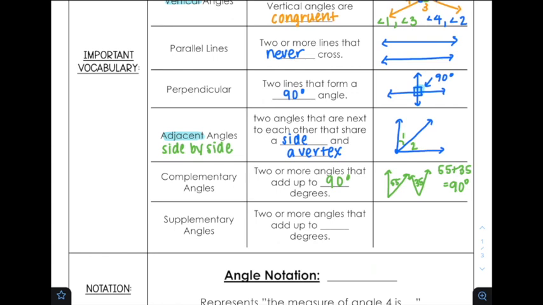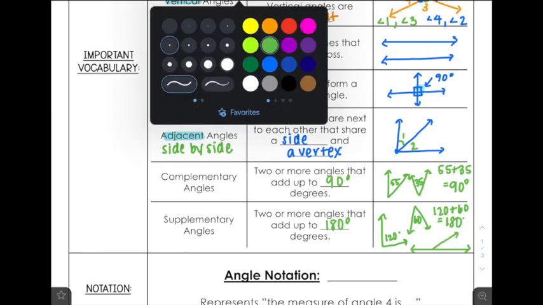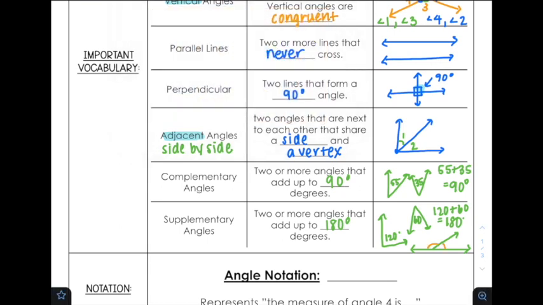Supplementary angles are two or more angles that add up to 180 degrees. So you have something like 120 degrees and an angle that's 60 degrees. 120 plus 60 would give you your 180 degrees. And remember, a straight line is going to give you 180 degrees. So if they're like this, these two angles will form a straight line, or 180 degrees, and they would be called supplementary.